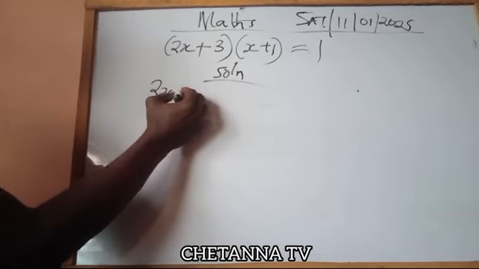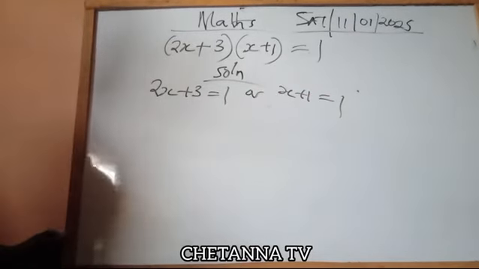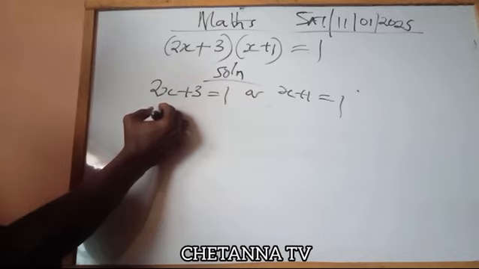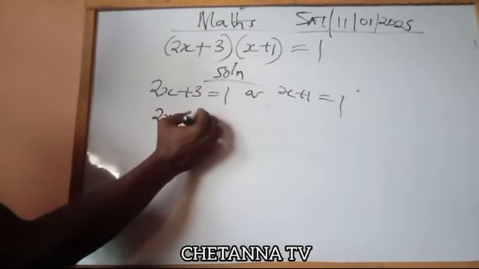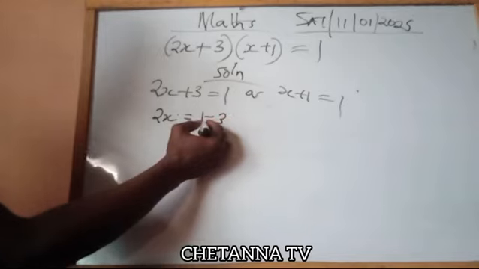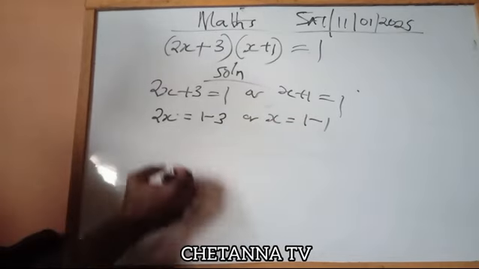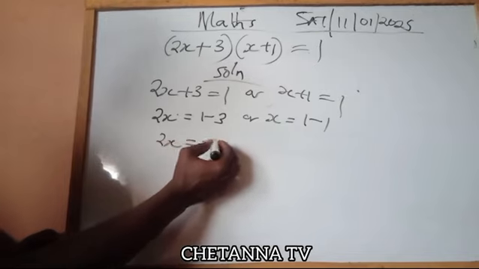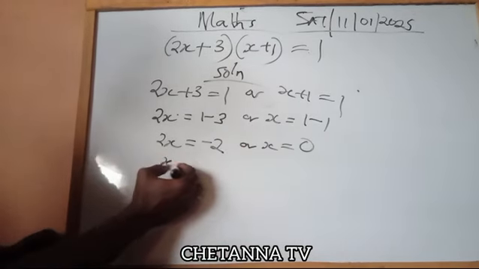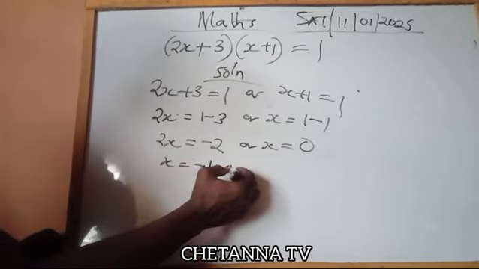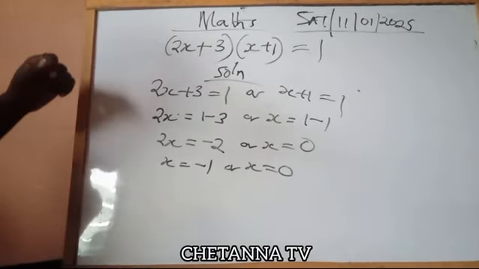Let me see. 2x plus 3 is equal to 1, or x plus 1 is equal to 1. So 2x is equal to 1 minus 3, or x is equal to 1 minus 1. So 2x is equal to minus 2, or x is equal to 0. So x is equal to minus 1, or x is equal to 0. Let's check whether the answer is correct.